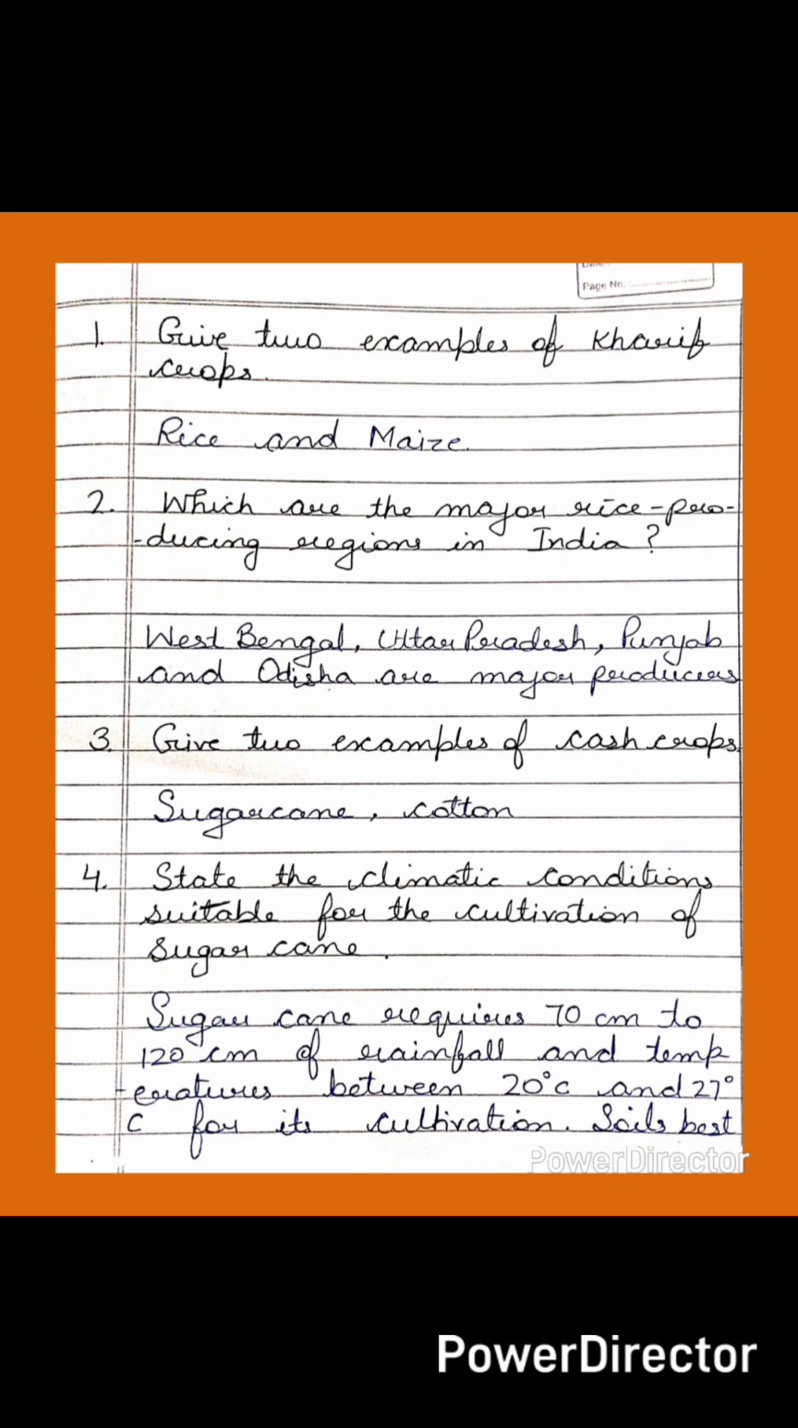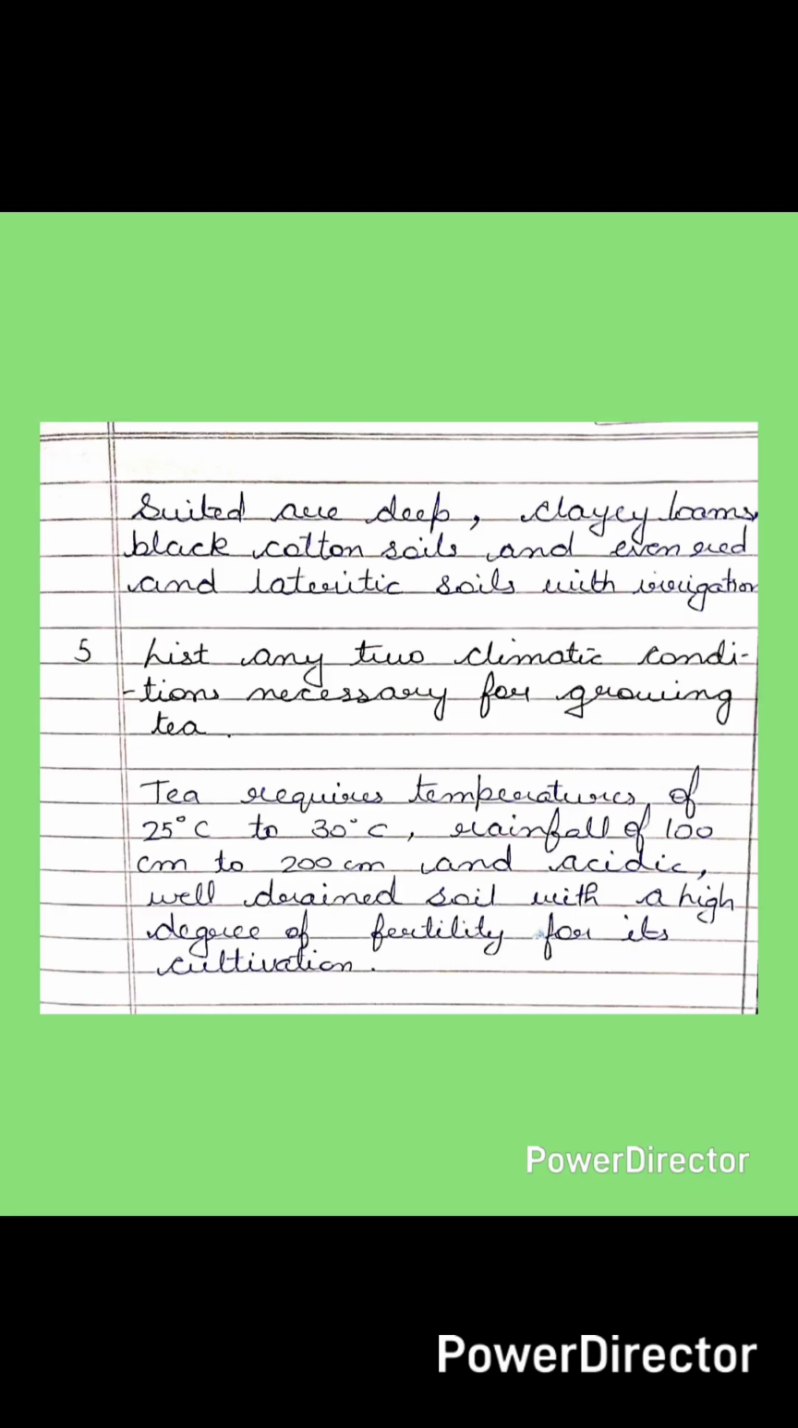Next question. State the climatic conditions suitable for the cultivation of sugarcane. Answer: sugarcane requires 70 cm to 120 cm of rainfall and temperatures between 20 degrees Celsius and 27 degrees Celsius for its cultivation. Soils best suited are deep, clayey loams, black cotton soils, and even red and lateritic soils with irrigation.